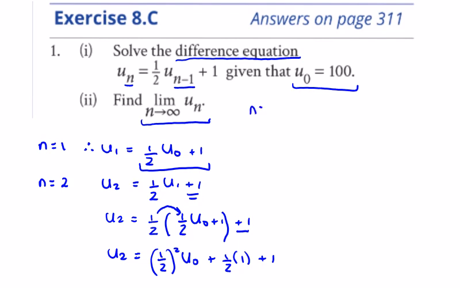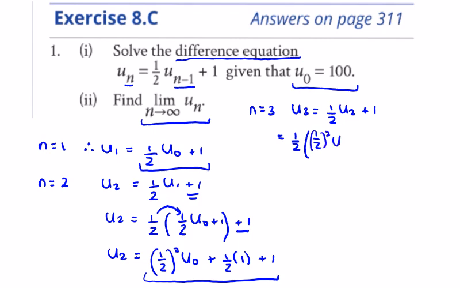On to when n is equal to 3, we'll get u3, and then we'll see what un is. When n is equal to 3, u3 becomes a half of u2 plus 1. And that's equal to, we know what u2 is, a half of this whole expression here, which is u2. So it's a half of a half squared times u0 plus a half times 1 plus 1. That's u2 and then plus 1. If I multiply this out, we'll see the pattern.